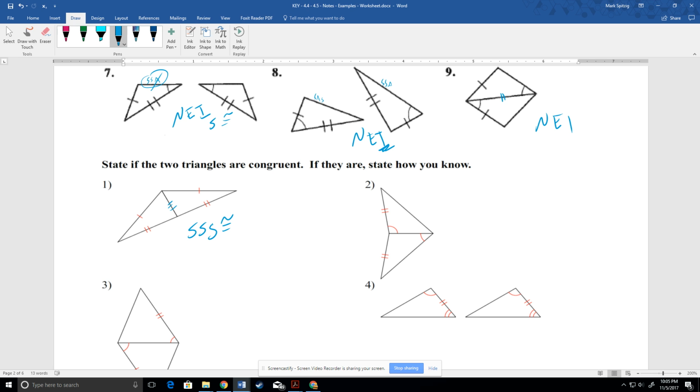We look here and we say, all right, we mark our reflexive side here. And this one, we actually have side, side, angle and side, angle, side. They don't match up. So we sort of have not enough information, I'll put.